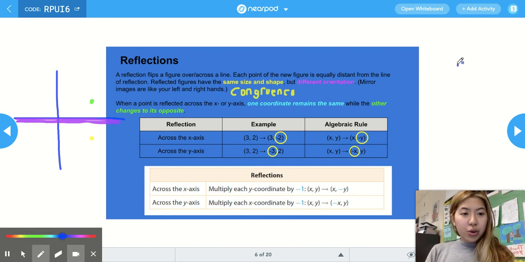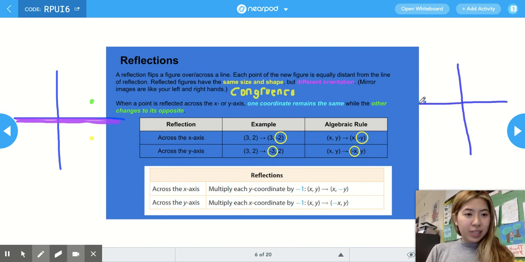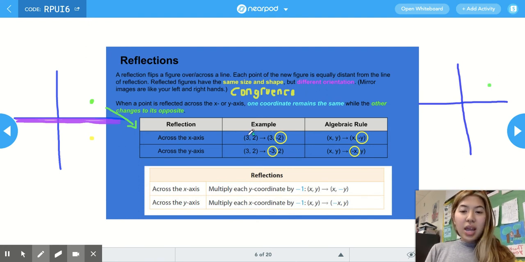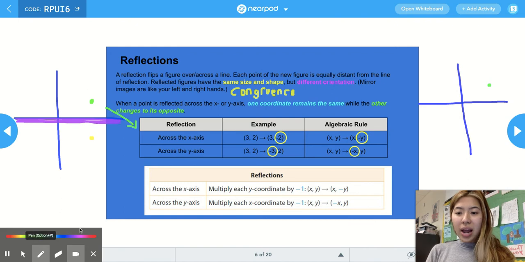I'm going to draw another coordinate plane. This one's not so straight. And let's say we have that same point, 3, 2. If it's reflected across the y-axis, this is our y-axis right here.